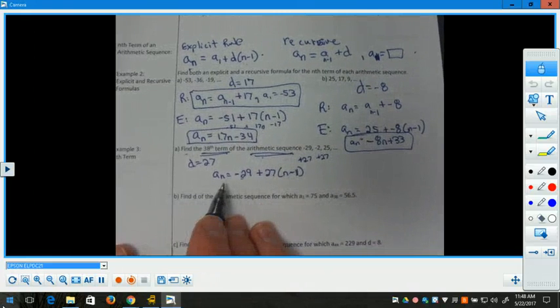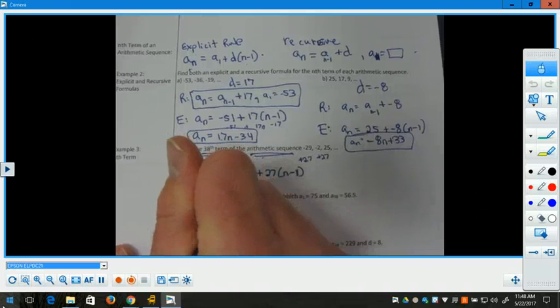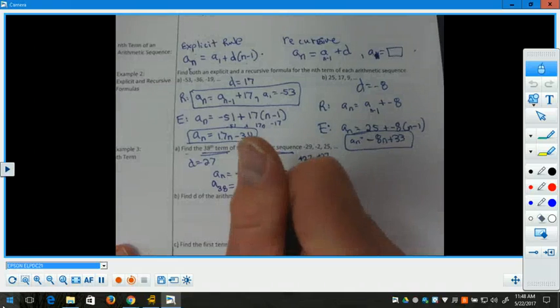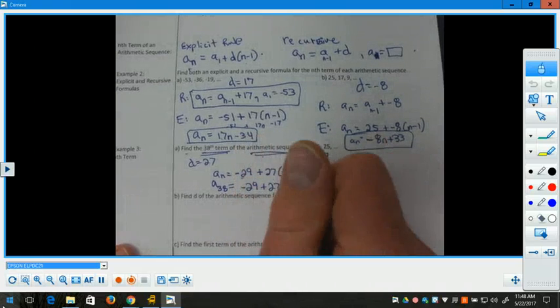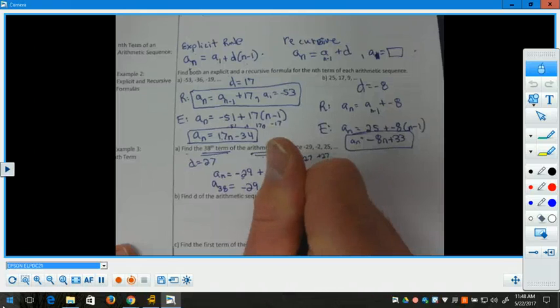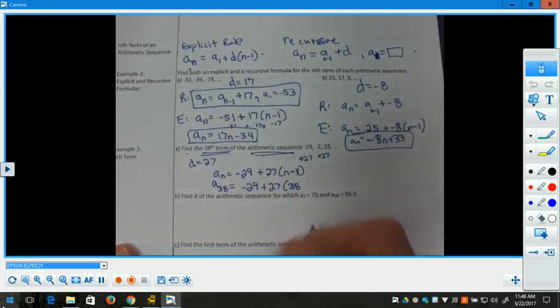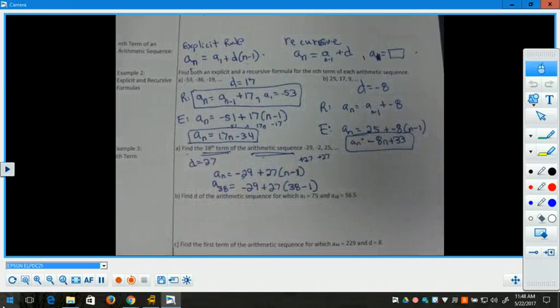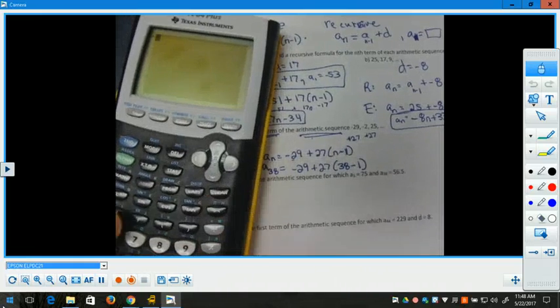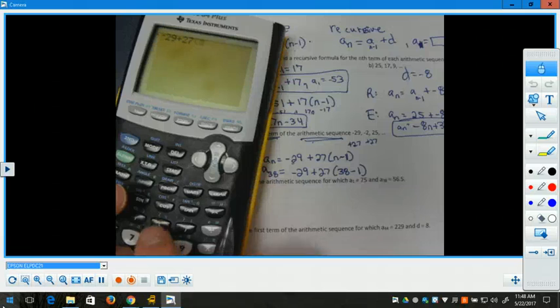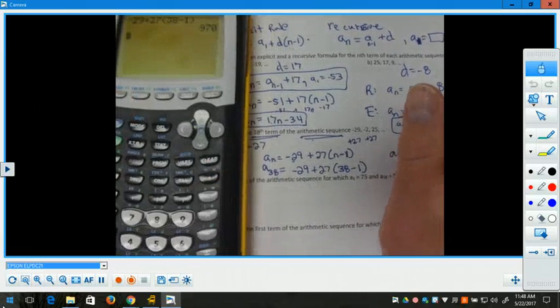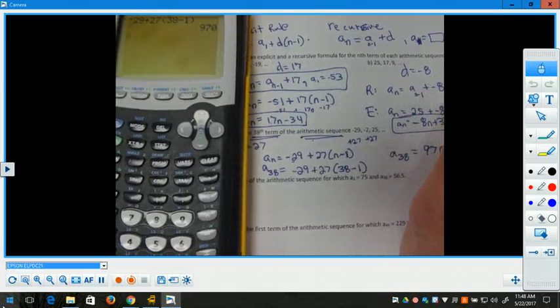So when I go to find this, because I want to find the 38th term, I'm still going to use my negative 29, which is my first term, plus 27, but I want this for term 38, so that means that n is 38. And since this is the first position, I'm going to subtract 1 from it. I can plug this in all at once if I want to. Negative 29 plus 27 times 38 minus 1 gives me an answer for a sub 38 of 970.